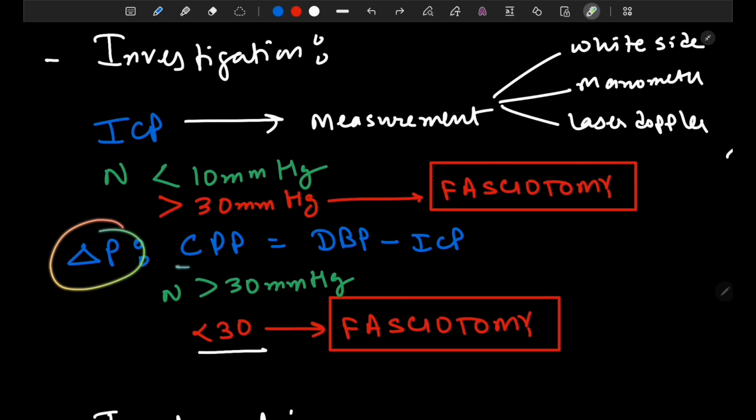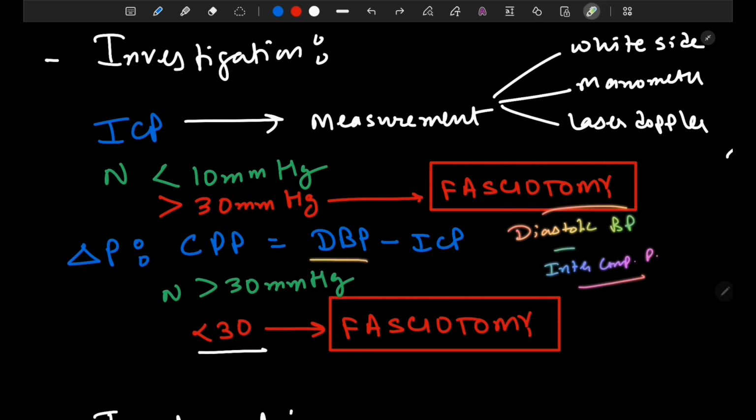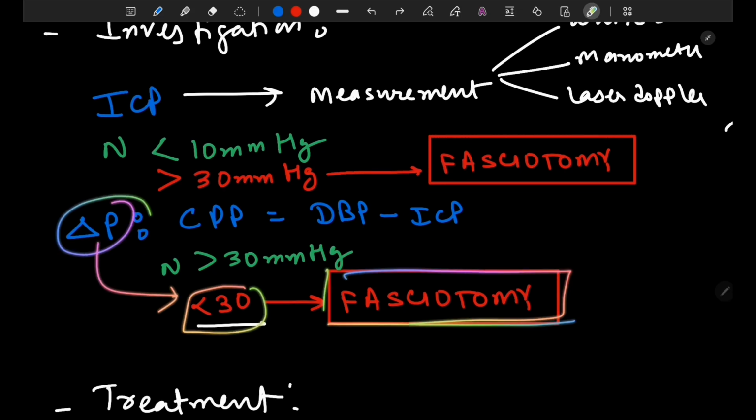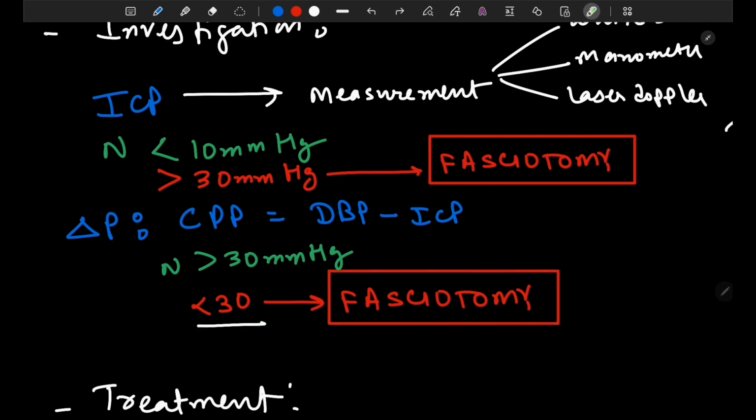Also, delta P, which stands for the compartment perfusion pressure, which we talked about earlier in the pathophysiology. This CPP is measured by subtracting the intracompartmental pressure from the diastolic blood pressure, and this pressure is normally more than 30 millimeters of mercury, and less than 30 millimeters of mercury of delta P is suggestive of emergency fasciotomy. So these 2 points should always be in your mind.